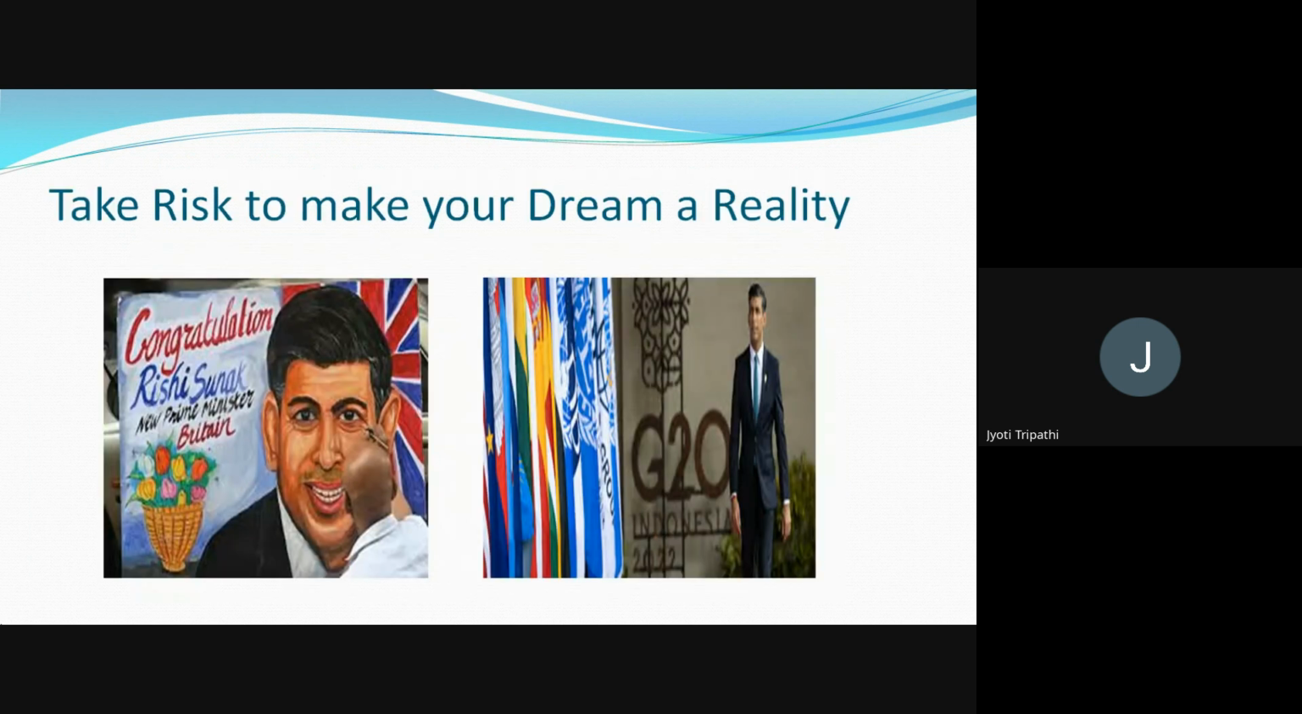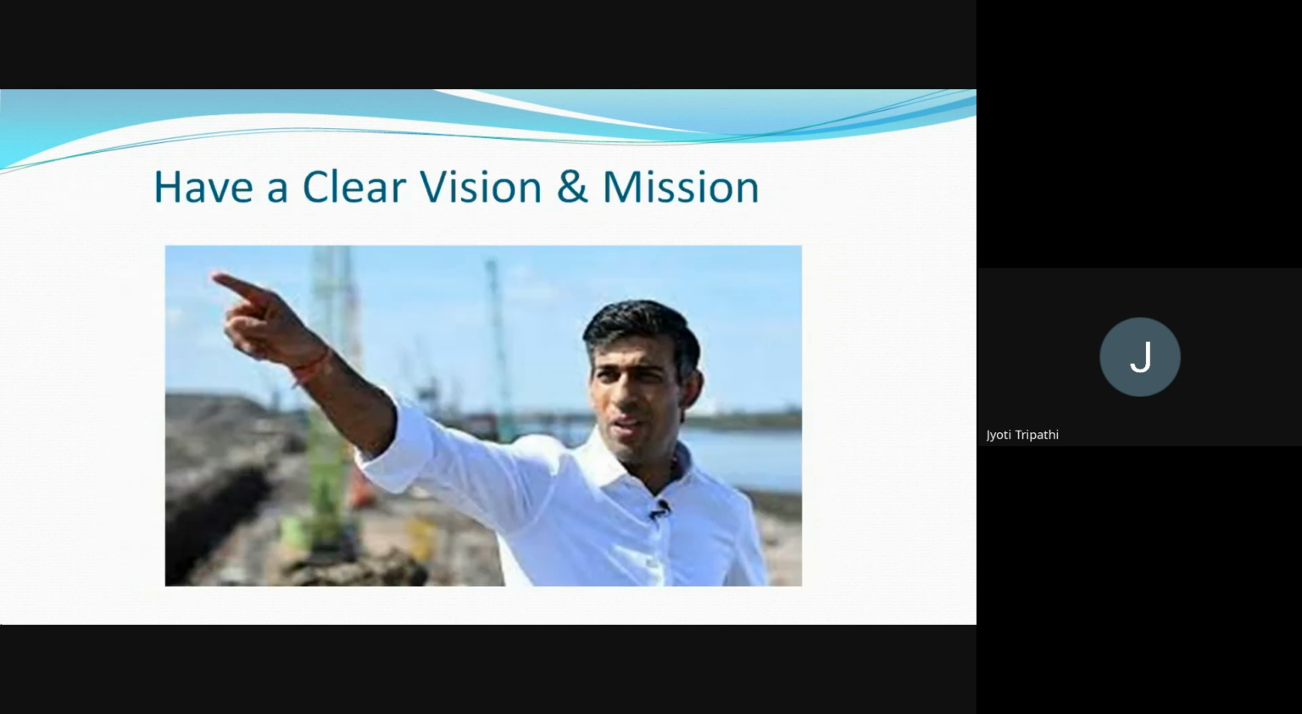Risk taking ability. He has also said the same thing, that take risk to make your dream a reality. We have talked about this. Have a clear vision and mission. This man had a clear vision and mission, and this is the reason he has reached this level. He was a very normal fellow, a student of Oxford University. I mean, the legacy coming from India, having no particular legacy there, the legacy of UK, that particular nation, right? But still, he has done so much good.